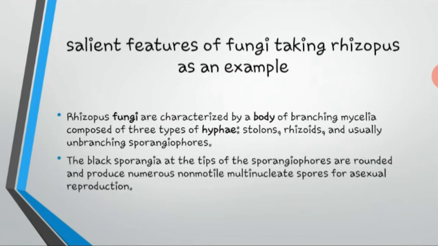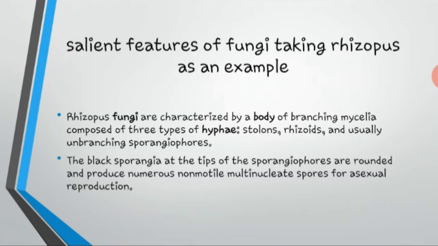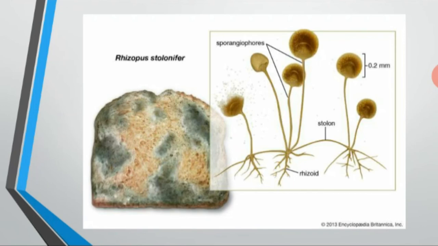Salient features of fungi. Rhizopus is a very common fungus that is on our bread, and its rhizoids and stolons are there, and we see that the bread is basically gray and black in color. So Rhizopus fungi are characterized by a body of branching mycelia composed of 3 types of hyphae. And the black sporangia, the tips of sporangiophores are rounded and produce numerous non-motile multinucleated spores. So whenever next time you see a bread having mold on it, don't have it, because its rhizoids are secretly going into each and every hole of the bread. So don't eat that bread.